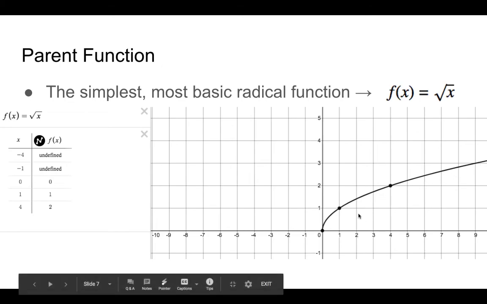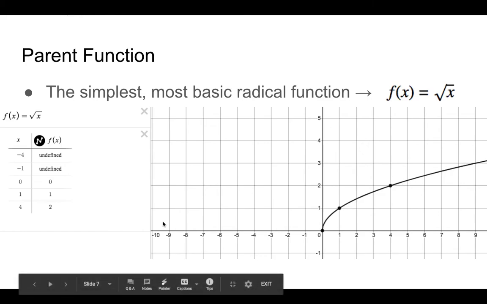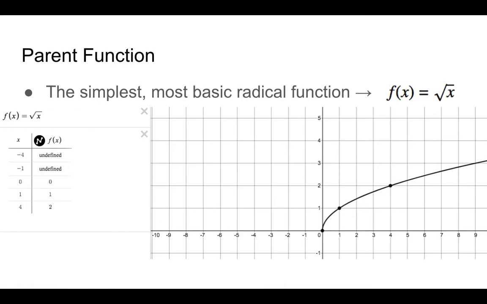If I were to plug in a 2, the square root of 2 is like 1 point something something. It's not a whole number, but it's that decimal living right in there. So this curved line is your parent function, the most basic, easiest, simplest radical function in the world.